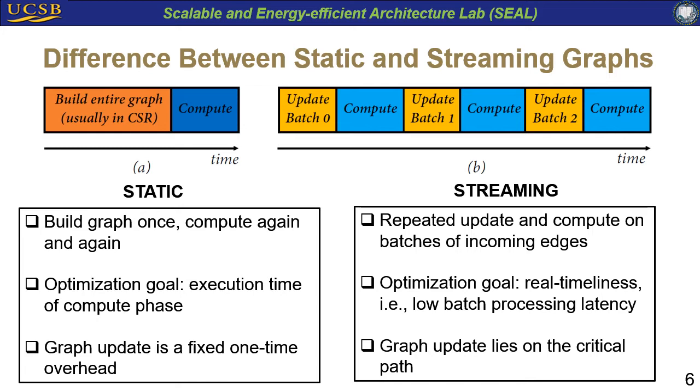The third key difference is that in the static scenario, the graph update is a fixed one-time overhead. It is sort of like pre-processing. But in the streaming scenario, the graph update lies on the critical path. It is happening online and it cannot be considered as a fixed one-time pre-processing overhead.